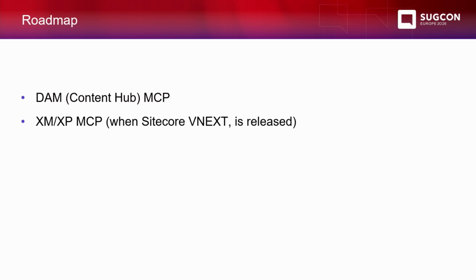There will be an XM Cloud-next MCP server as well. This will be when the next is released, and if the next doesn't mean anything to you, come see me if you want to know more. But it is just the next evolution of XM based on .NET Core, .NET 9, 10, whatever it's called these days. But the roadmap says that we are waiting for that release to happen, because then we have the appropriate APIs to expose to an MCP.